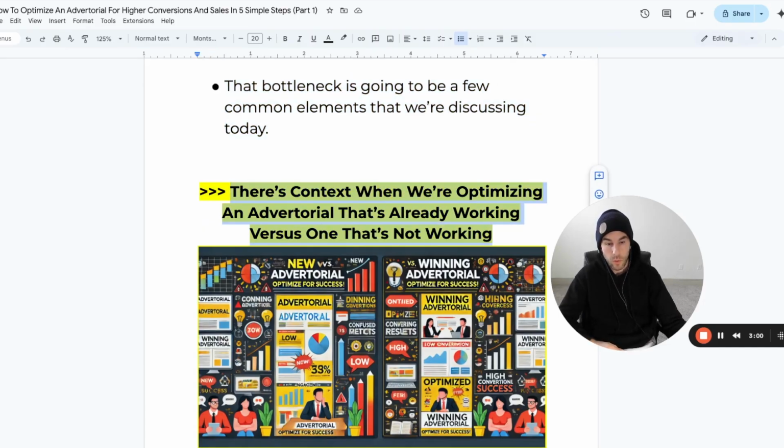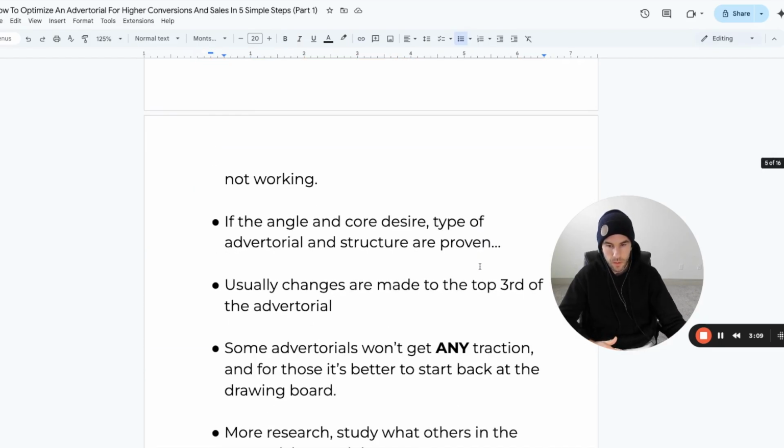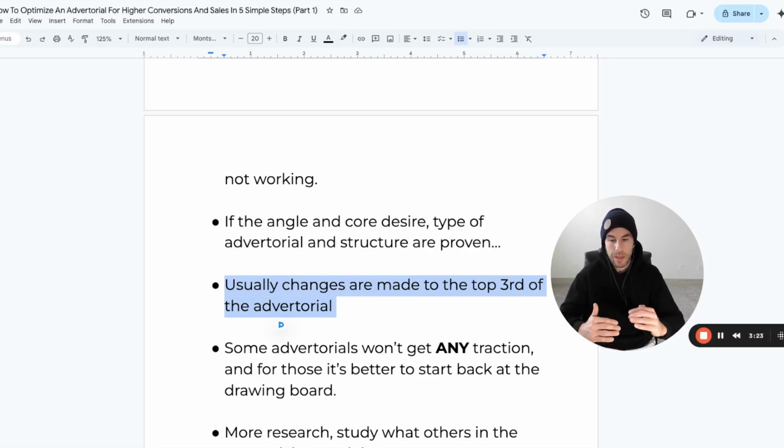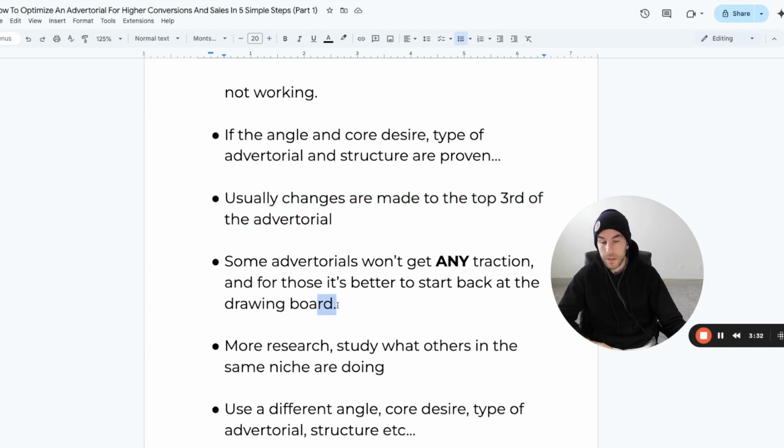And so an advertorial that's already working requires different tweaks than one that's not working. Now, if the angle and core desire of the advertorial that's working is already proven, and the structure of it, then usually the changes for an advertorial that is already doing decent is going to be made to the top third of the advertorial.